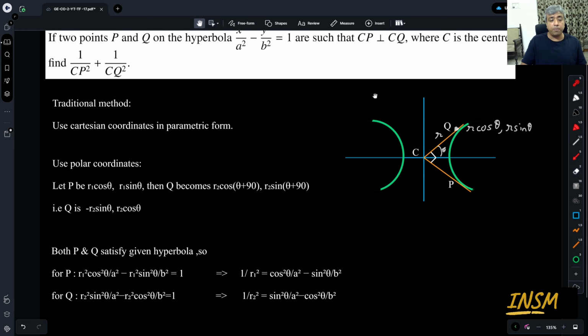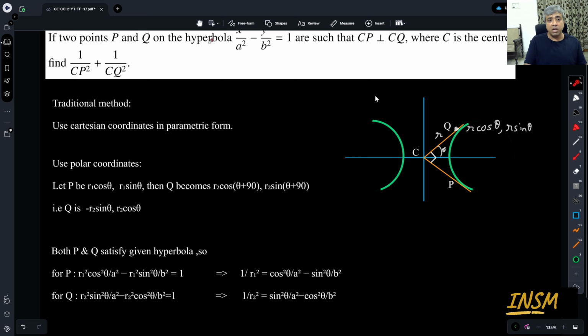So when you put P on the hyperbola, because it should satisfy the hyperbola, instead of x and y we put r1 square cos square theta upon a square minus r1 square sin square theta upon b square equal to 1. So we take r1 square common from the left hand side and take it to the right side. So we get 1 upon r1 square, which is the same as 1 upon CP square, as cos square theta by a square minus sin square theta by b square.